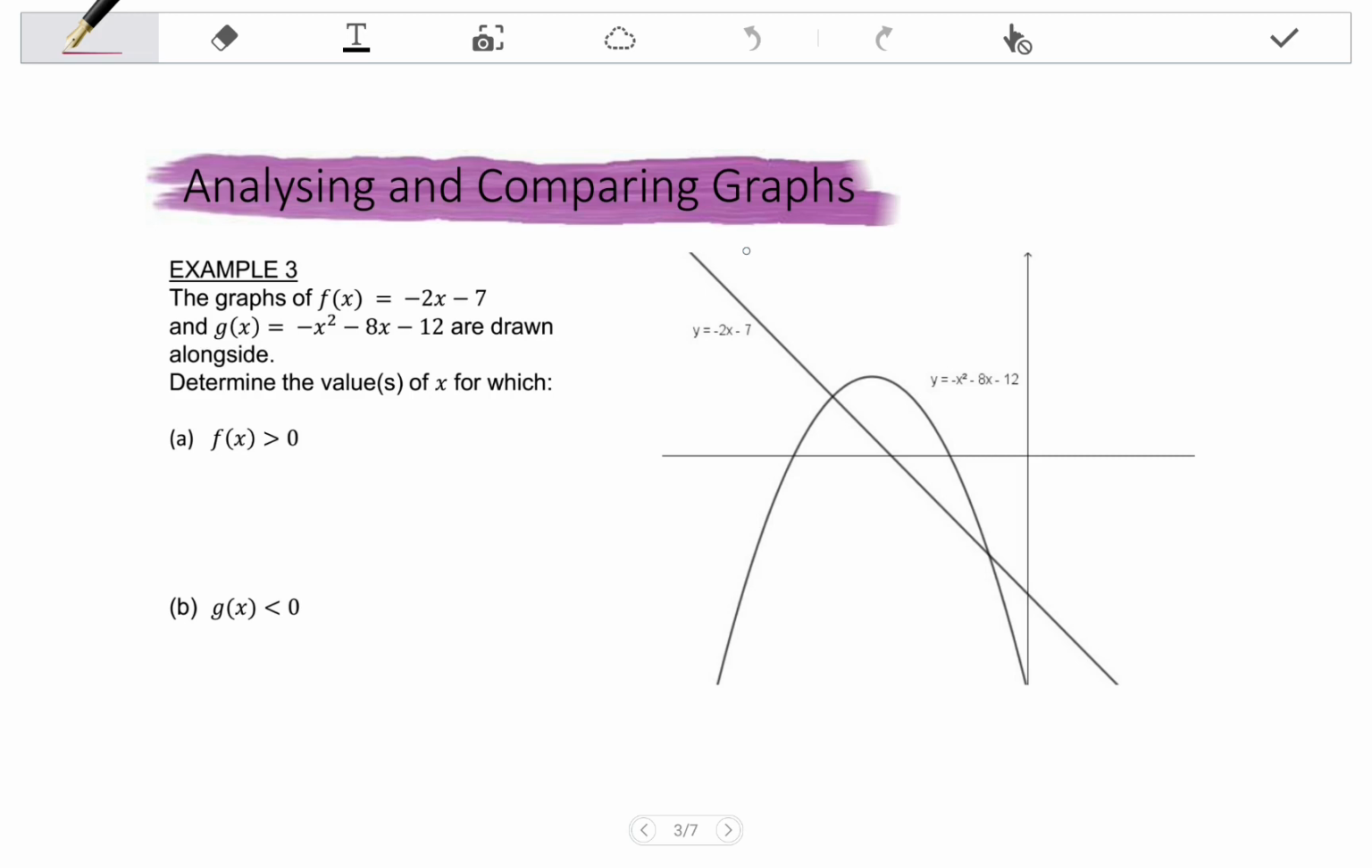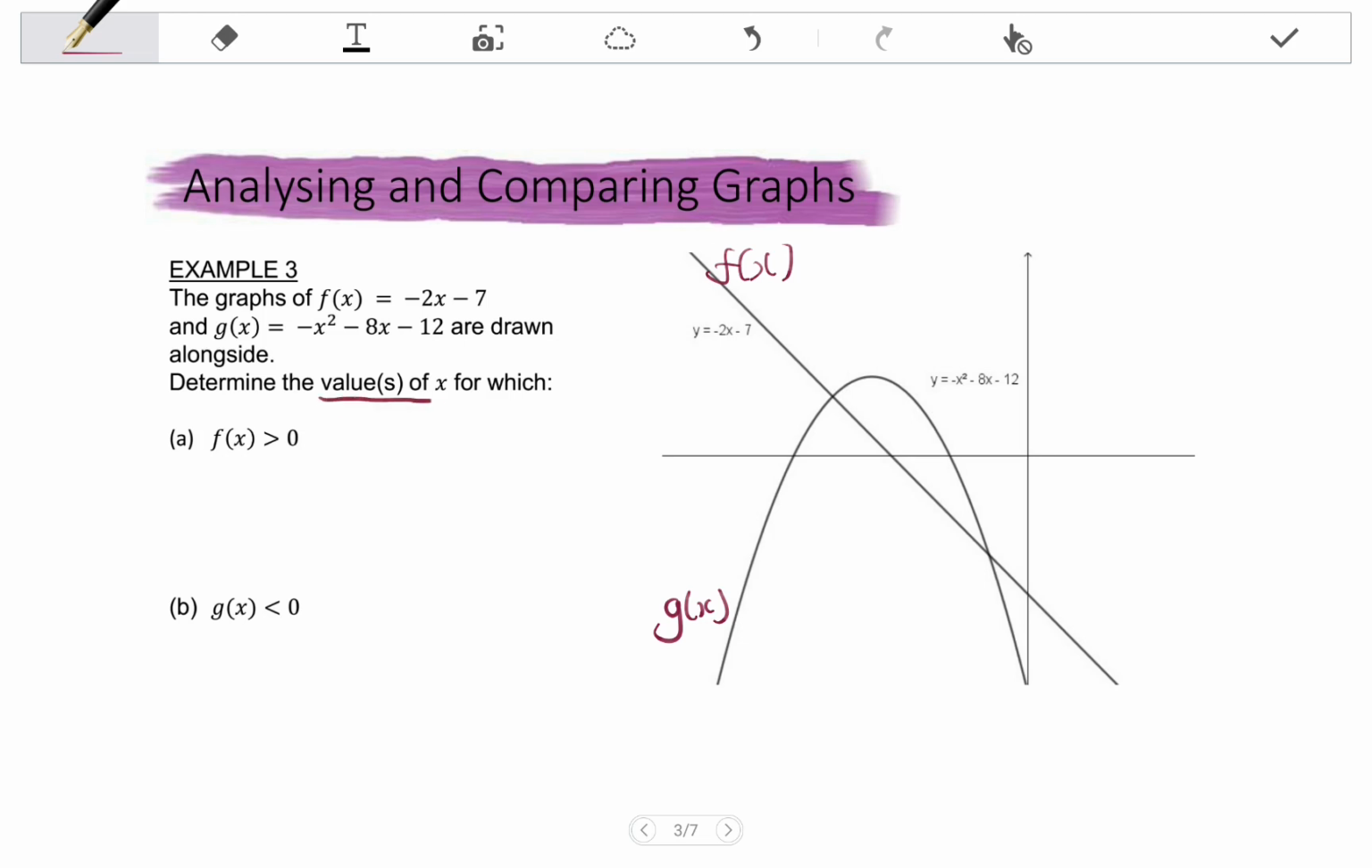Now we look at an example that has two graphs. So we are comparing graphs. We have the graphs of f of x equals negative 2x minus 7. So that's the straight line. So this is f of x. And g of x equals negative x squared minus 8x minus 12. So that is the parabola. So that's g of x, drawn alongside.